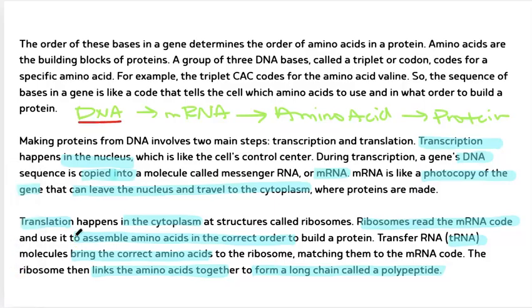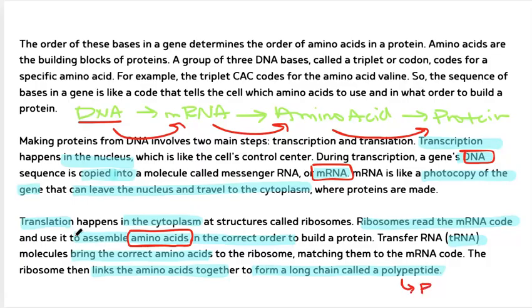Okay, your DNA turns into messenger RNA. That RNA becomes an amino acid. That amino acid becomes a protein, which is a polypeptide chain. A polypeptide chain is a protein.